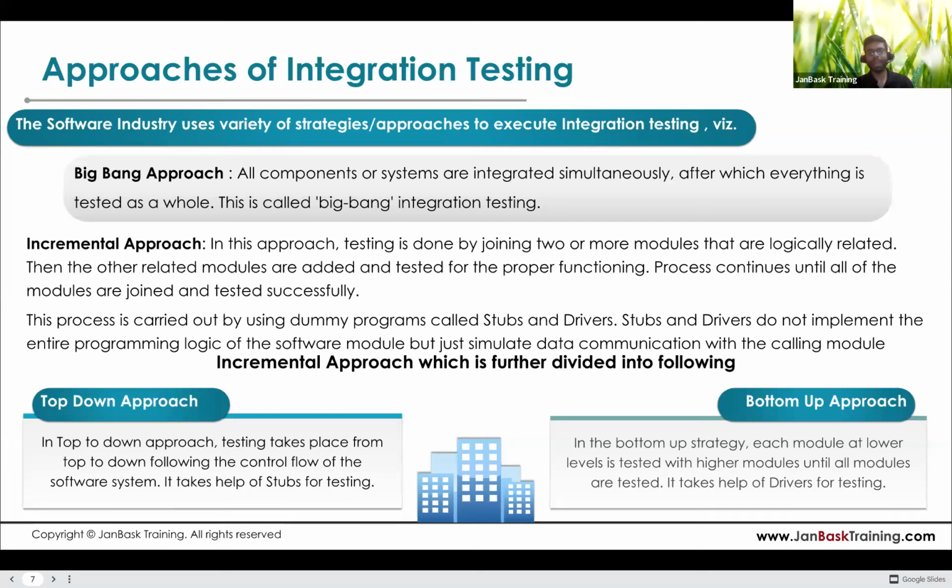Now module 8 and 9 are ready. We'll use a driver as module 7. We'll test module 7, 8, 9. And as the modules get developed, those will be integrated from the bottom and will reach the topmost module at the last.